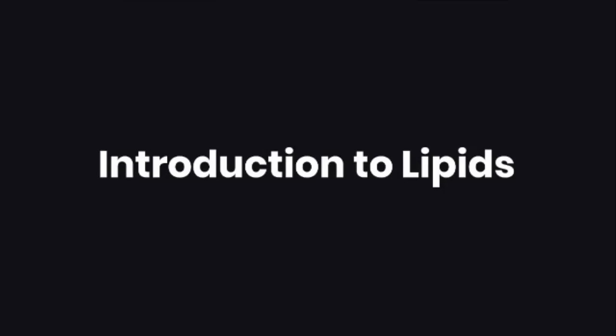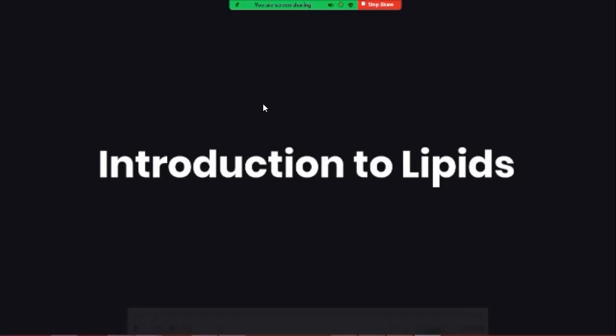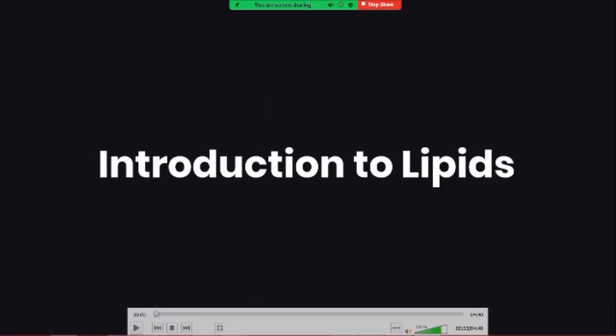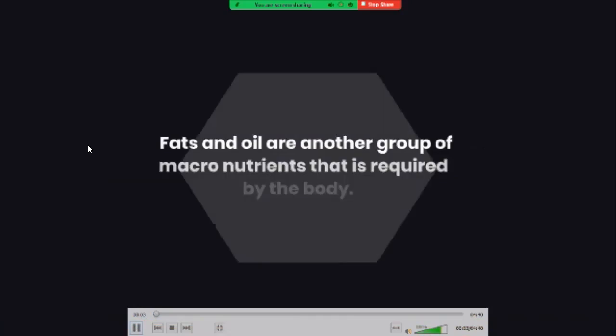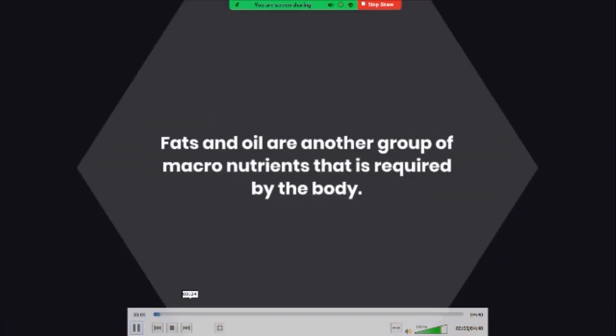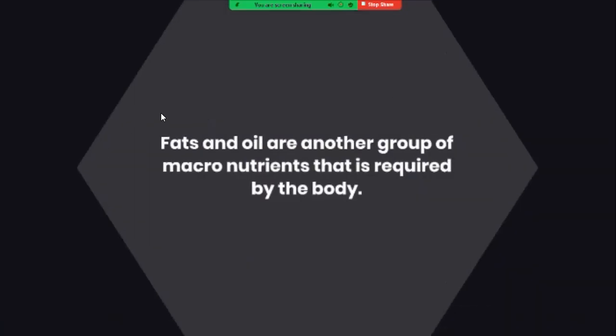So, let's talk about lipids. What are lipids? Lipids are fat and oil. Now, I told you that there are different types of basic nutrients: micronutrients and macronutrients. The example of a macronutrient we just stated is carbohydrates. Fat and oil, which are called lipids, are another group of macronutrients that is required by the body.